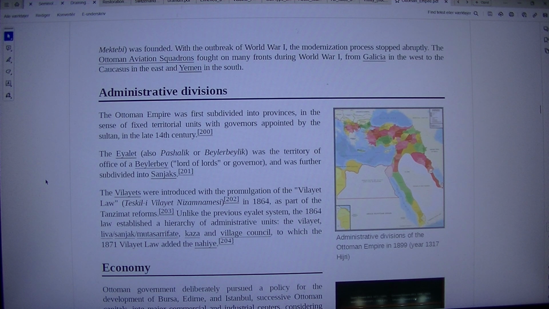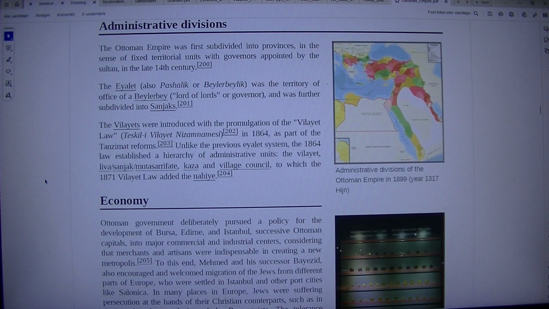Administrative divisions. Administrative divisions of the Ottoman Empire in 1899, year 1317 Hijri. The Ottoman Empire was first subdivided into provinces, in the sense of fixed territorial units with governors appointed by the Sultan, in the late 14th century. The Eyalet, also Pashalik or Beylerbeylik, was the territory of office of a Beylerbey, Lord of Lords or Governor, and was further subdivided into Sanjaks.